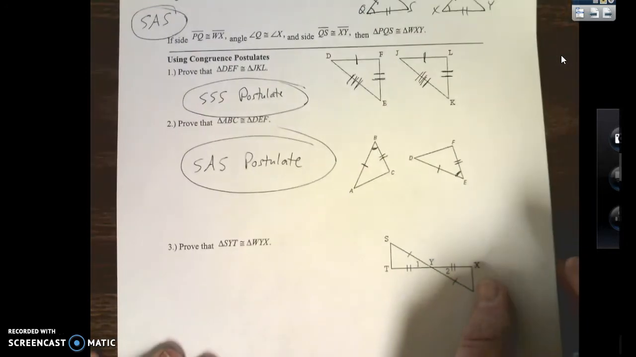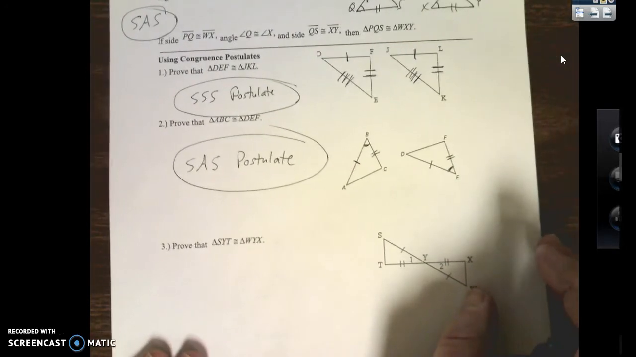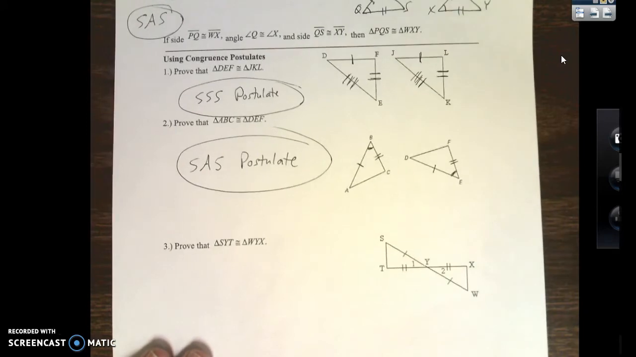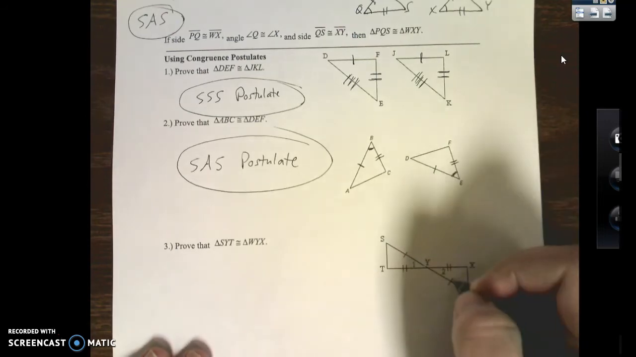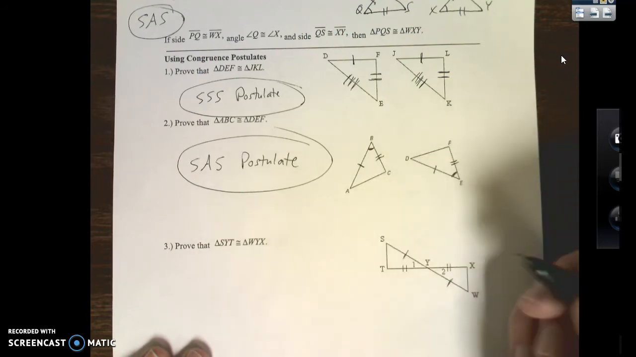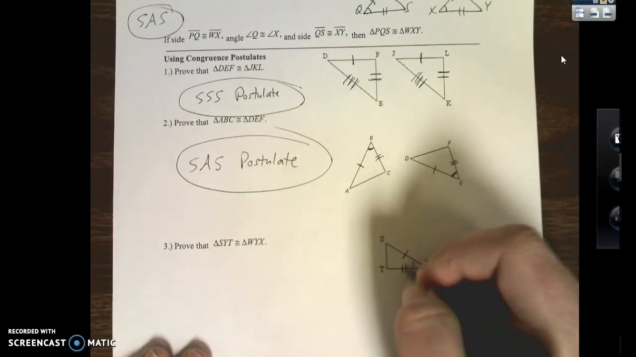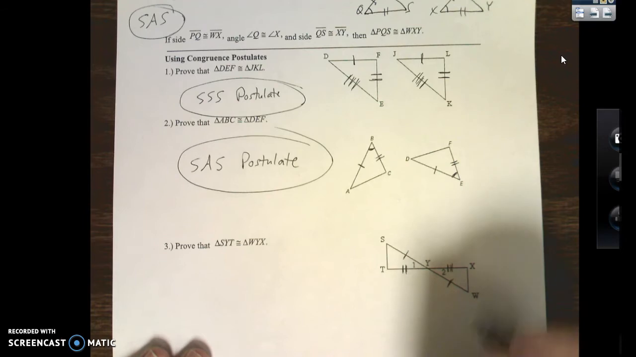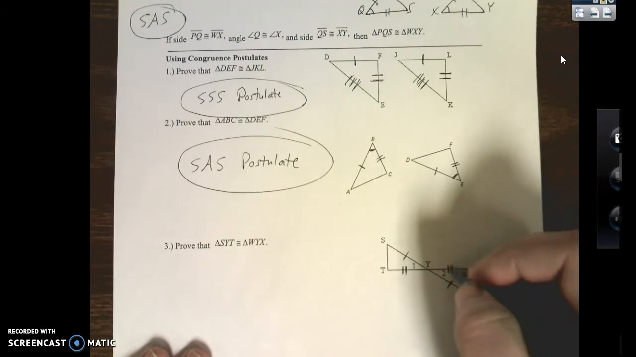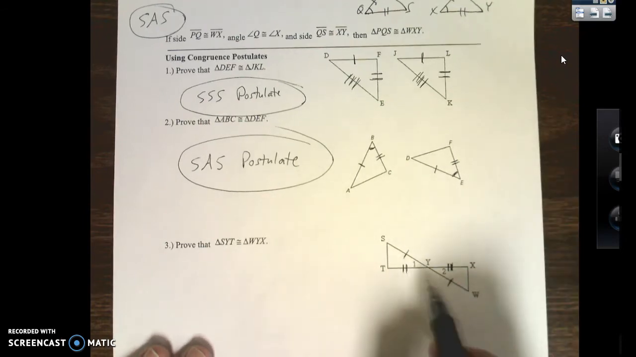All right. So number 3, I'm going to up the difficulty just a little bit more. We're going to prove that triangle SYT is congruent to triangle WYX. So over here I have two triangles. Oh no, I've got a side, and I've got a side. Then I've got the two tick marks that are congruent. But that's all I've got. Like, oh no. Can you guys see angle 1 and angle 2?